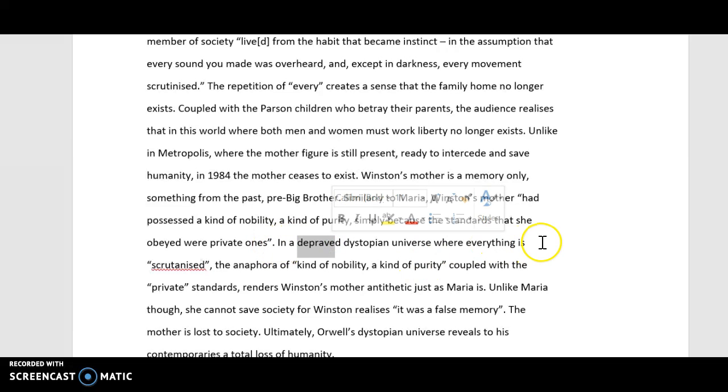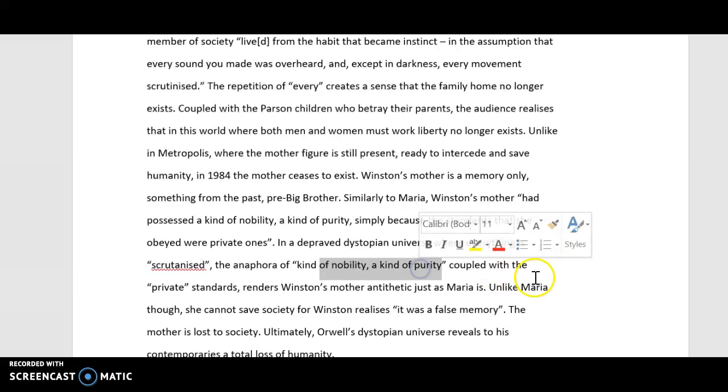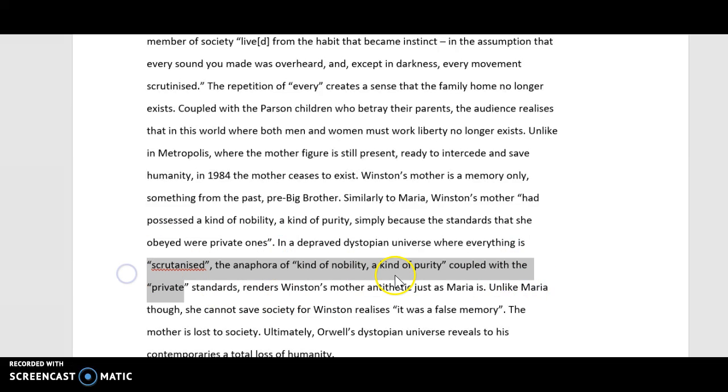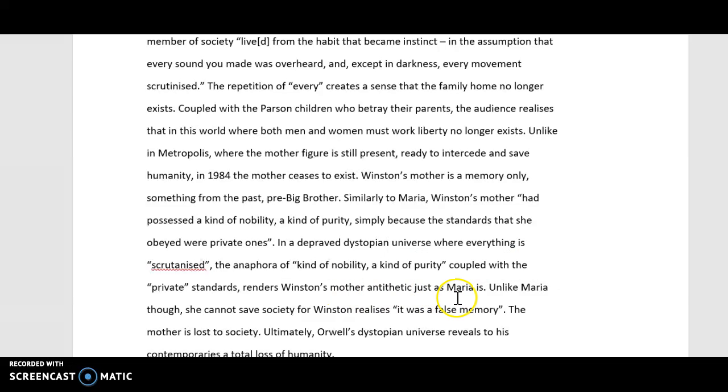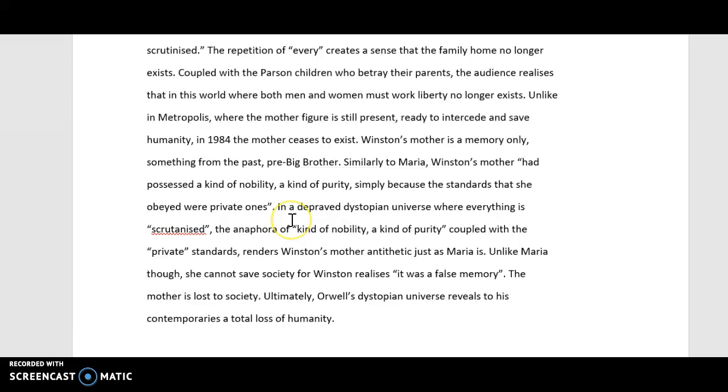In a depraved dystopian universe where everything is scrutinized, that's from the text, the anaphora of kind of nobility, a kind of purity, coupled with the private standards, so see how I'm using all these quotes here, I'm just blending them in, renders Winston's mother antithetic just as Maria is. So I'm talking about both texts. Maria is from Metropolis, not from 1984. Unlike Maria, though, so my main argument is about Winston's mother, but I keep bringing in Maria so I can show that I'm integrating my discussion with two texts.